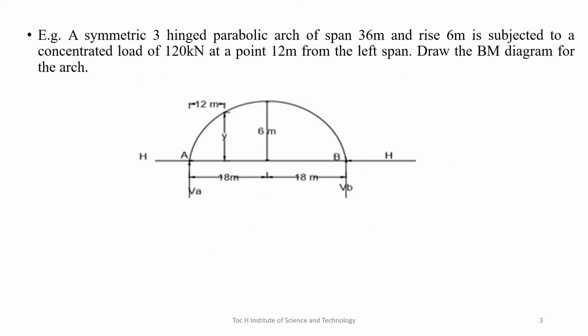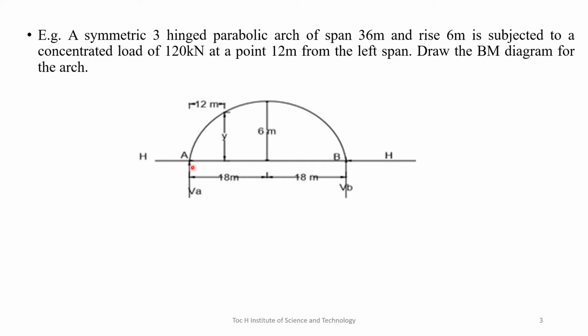Okay, so let's see an example. A symmetric three-hinged parabolic arch of span 36 meter and rise 6 meter is subjected to a concentrated load of 120 kilonewton at a point 12 meter from the left support. Draw the bending moment diagram.